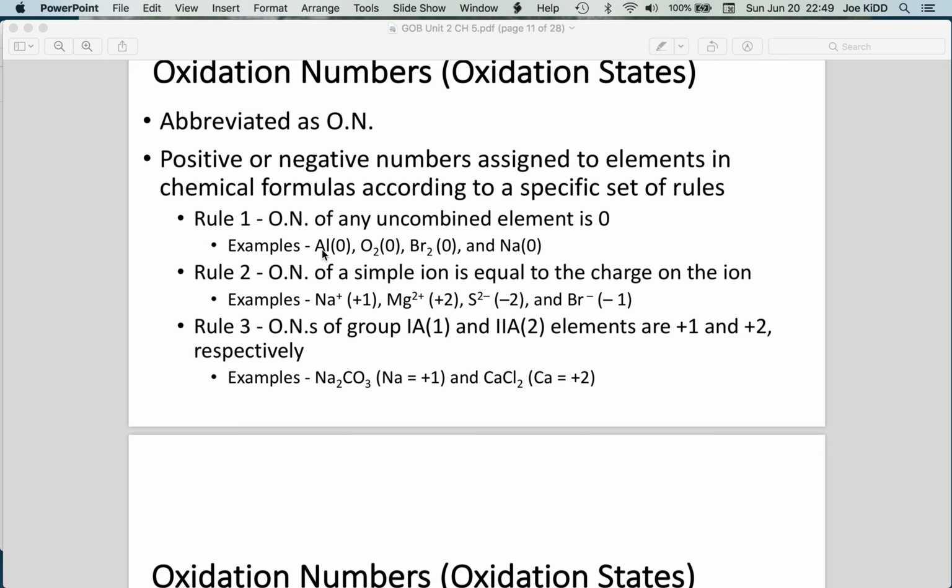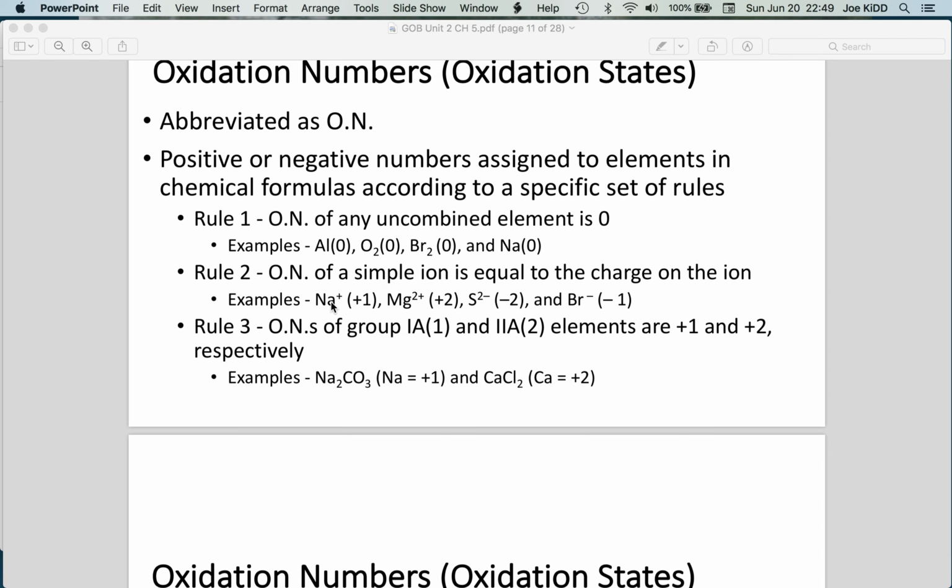So for example, aluminum, the solid, would have an oxidation number of 0. Oxygen like this, diatomic, O2, this is how it exists in nature, this would be 0. So each of the atoms of oxygen in O2 would both have oxidation numbers of 0. Same with bromine or a sodium solid atom. The oxidation number of simple ions is equal to the charge on the ion.